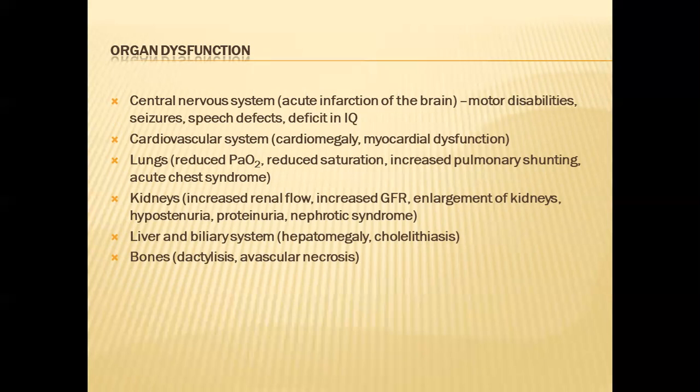In kidneys, you can have increased renal flow and increased GFR and enlargement of kidneys and proteinuria, nephrotic features, and all these features. Then liver and biliary system, you can have hepatomegaly, cholelithiasis; in bones you can have dactylitis, avascular necrosis. So all these features are because of the vaso-occlusive process, which results in all these symptoms and clinical features.